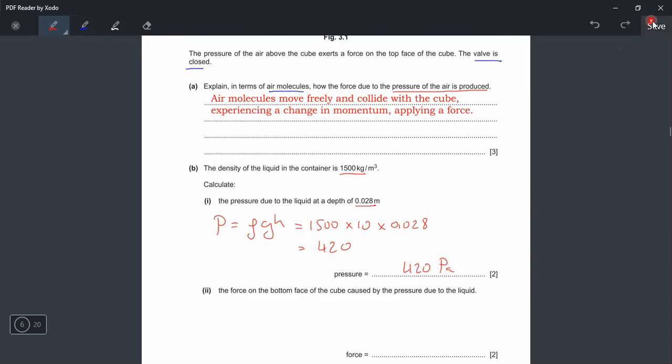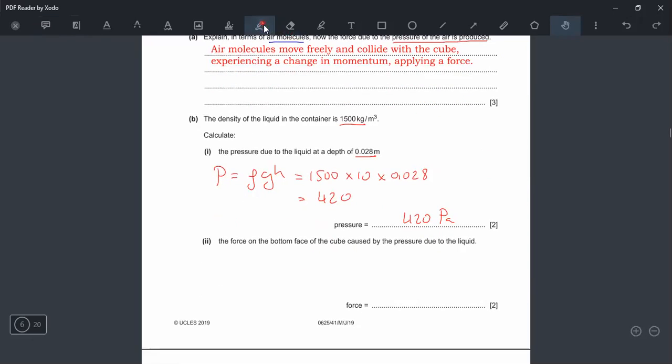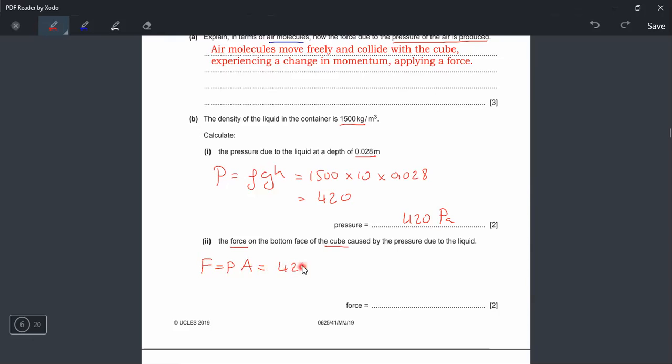The force on the bottom face of the cube caused by the pressure due to the liquid. Now, we do have the pressure now, and he did ask for the force on the bottom face of the cube. If he asks me for force and I have pressure, the answer is quite simple. Pressure is force over area, so force is pressure times area. We do have the pressure, but wait a minute. Do we have the area?